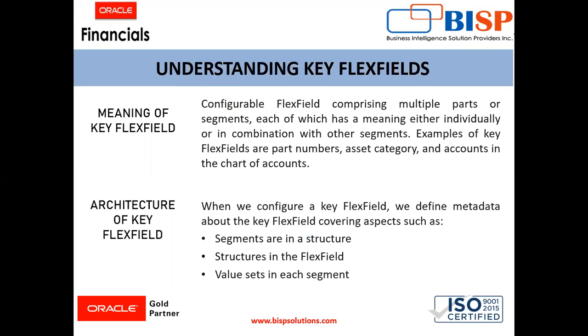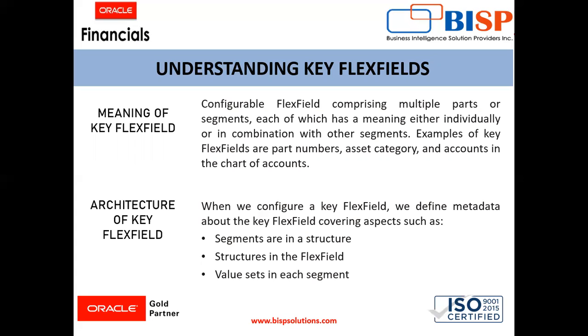Before configuring the key flex field, we must understand the following aspects of the key flex fields: its architecture, segments and their labels, how to identify these segments, how the override, visible and rendered property works, what is the structure and what are the segment instances, combination of key flex fields, dynamic combination creation, and its security. Understanding the architecture of any key flex field: when we configure a key flex field, we define metadata about the key flex field covering aspects such as the segments that are in the structure, structures in the flex fields, and value sets in each segment.